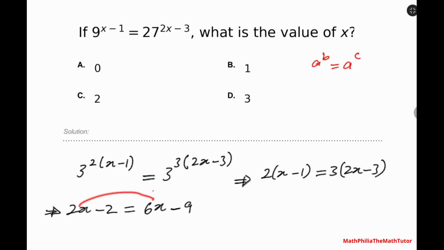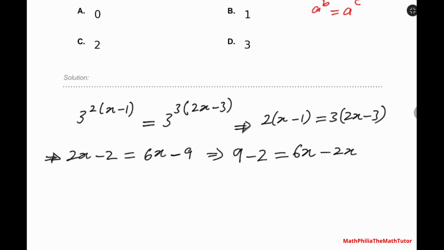Now the thing is easy. Just move 2x to the right hand side and then negative 9 to the left hand side. Negative 9 to the left hand side, the sign will change to positive 9. That is 9. There's already minus 2. This is equal to, we have 6x at the right hand side. If you move this, the sign changes to negative 2x. I think you all know about that, negative 2x.